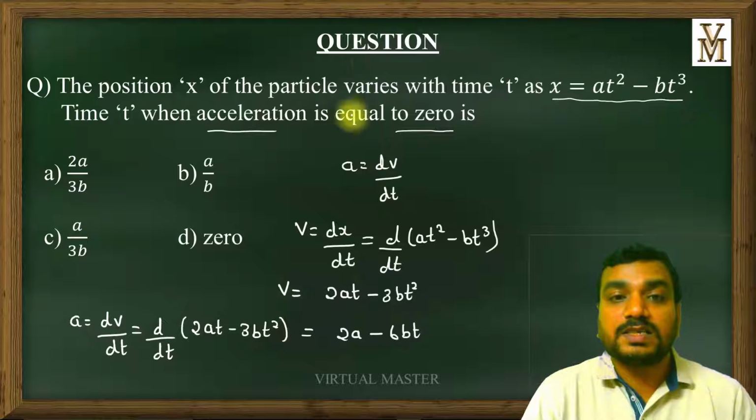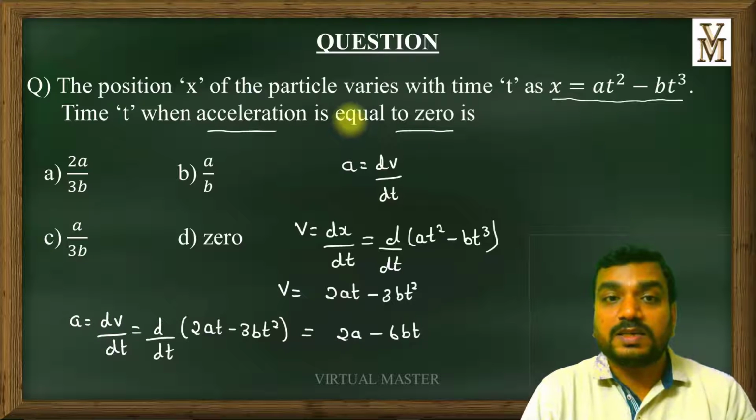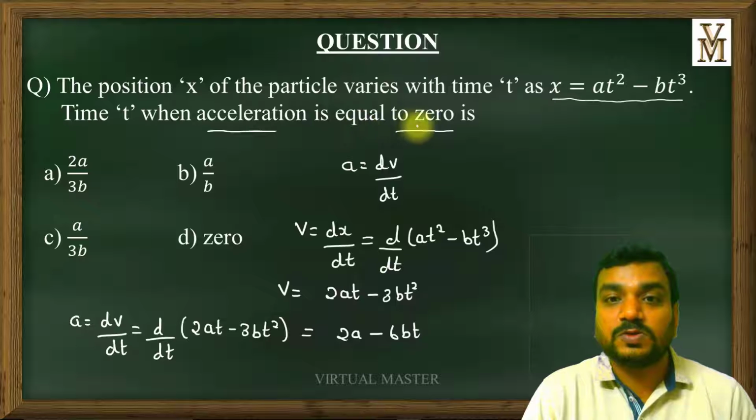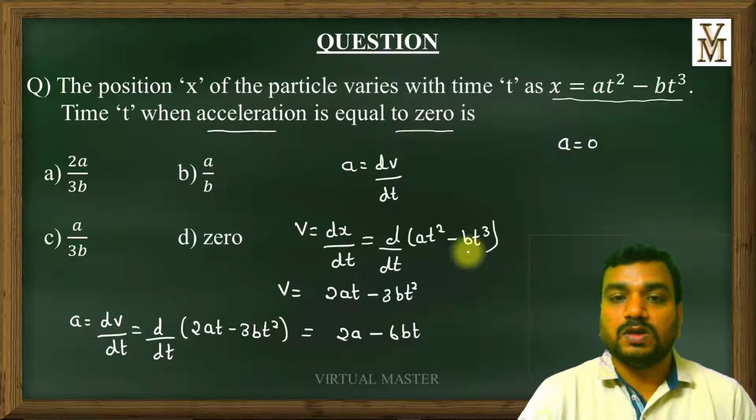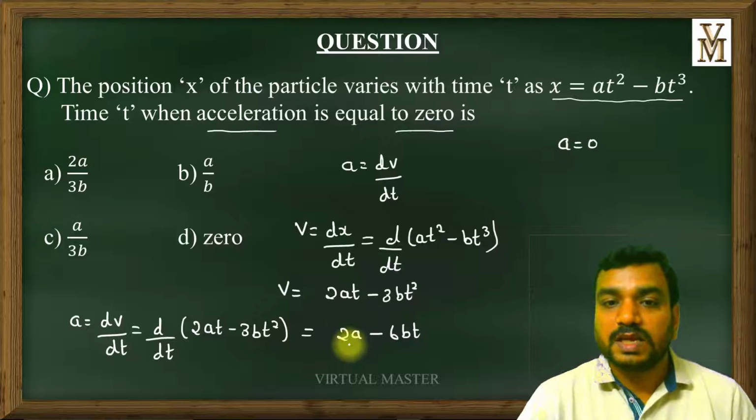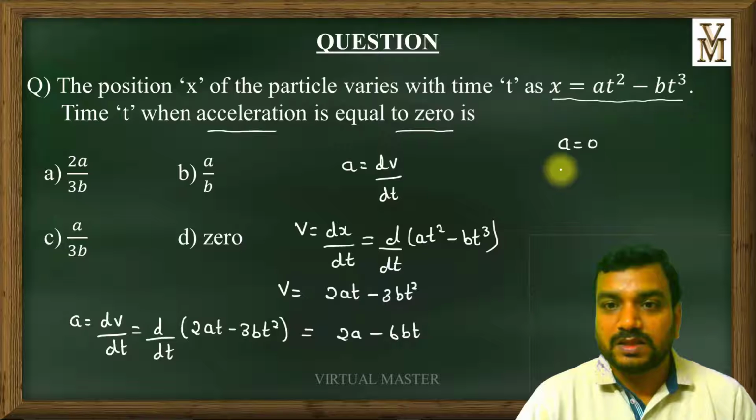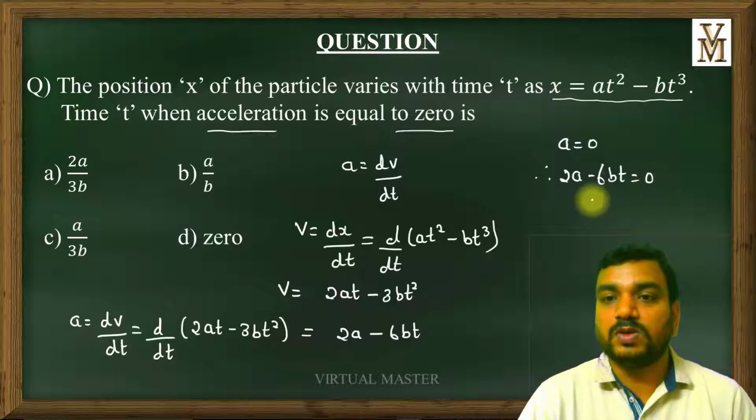Now what is the condition given? We have to find the time when acceleration is equal to 0, that is a equals 0. Now that means, what is the equation of a? It is 2a minus 6bt, right? Therefore I can write 2a minus 6bt will be equal to 0. Our intention is to find t, right?